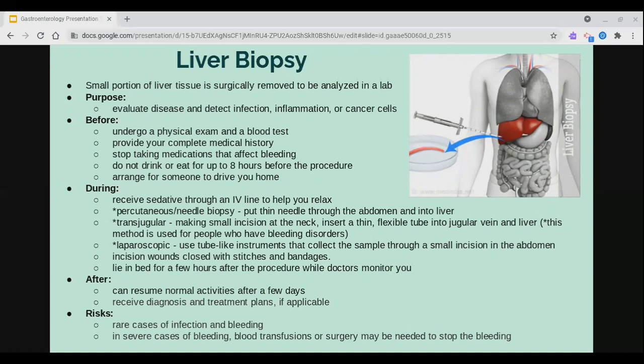And then after they take out the sample from your liver, the incision wounds will be closed with stitches and bandages, and you'll lie in bed for a few hours after the procedure while doctors monitor you. And then after the procedure, you can resume your normal activities after a few days, and then you'll get your results back, and if applicable, you'll get a diagnosis, and then your doctor will also discuss treatment plans with you. And some risks are rare cases of infection and bleeding, and in severe cases of bleeding, blood transfusions or surgery may be needed to stop the bleeding.